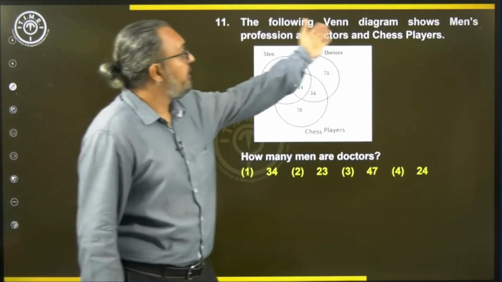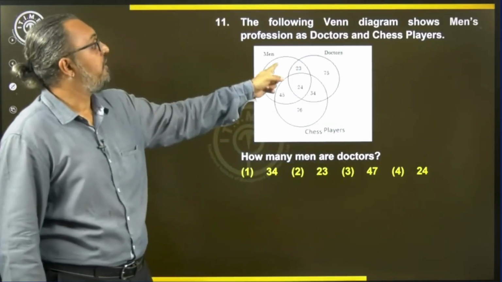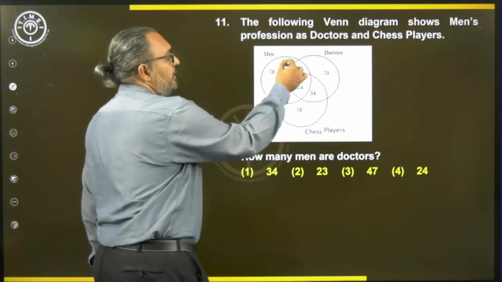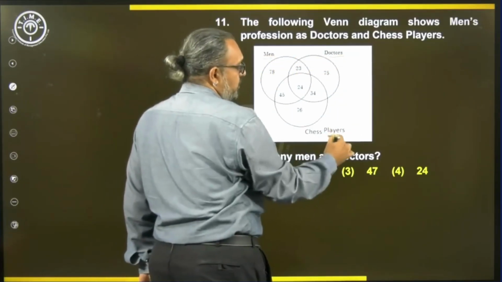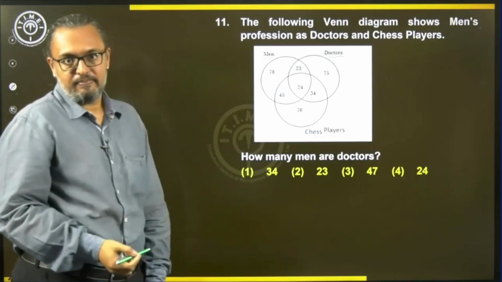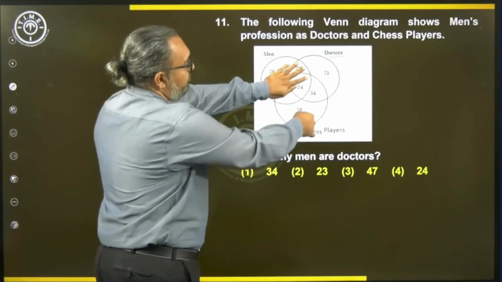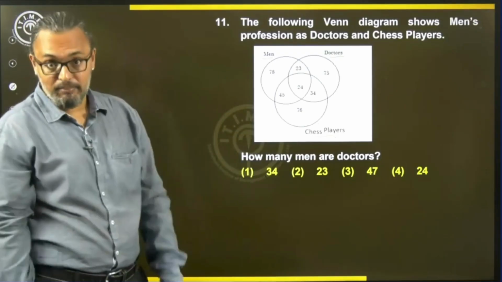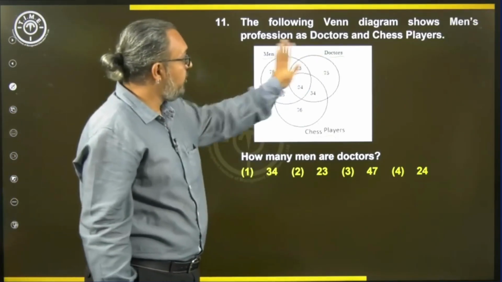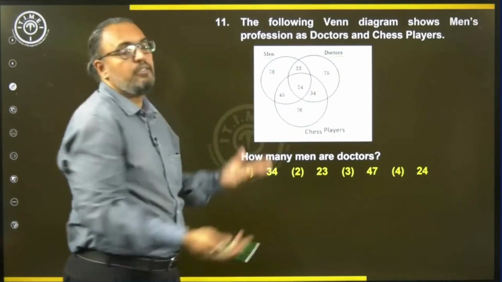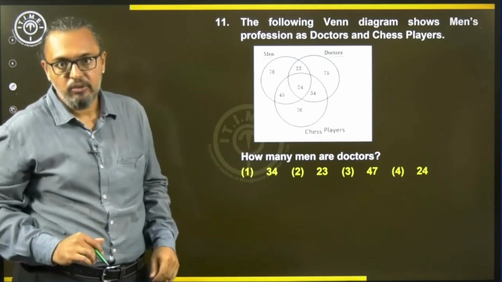Now the following Venn diagram shows men's profession as doctors and chess players. So you have men, then you have two professions, doctors and chess players. So the elements, the numbers outside of men can be considered as women. The numbers outside doctors are not doctors. Numbers outside chess players are not chess players. That's how you have to understand.